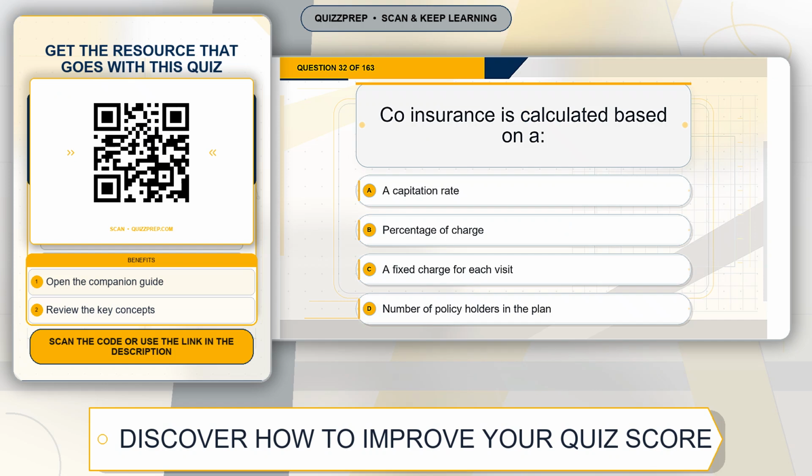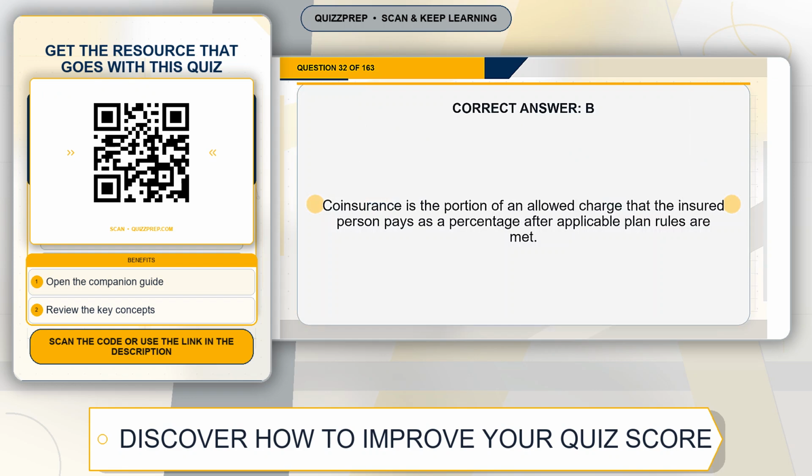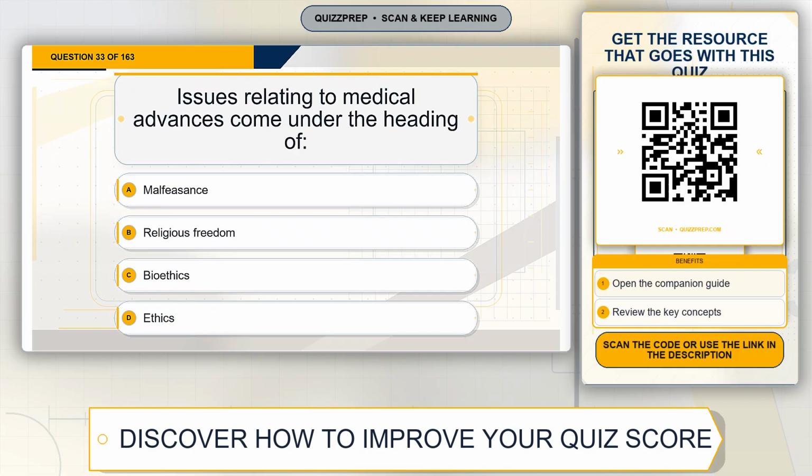Question 32. Coinsurance is calculated based on a... Option A, a capitation rate. Option B, percentage of charge. Option C, a fixed charge for each visit. Option D, number of policyholders in the plan. The correct answer is option B, percentage of charge. Explanation. Coinsurance is the portion of an allowed charge that the insured person pays as a percentage after applicable plan rules are met.